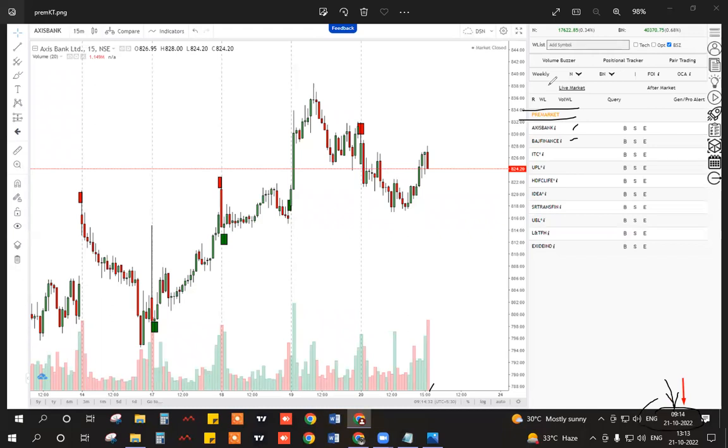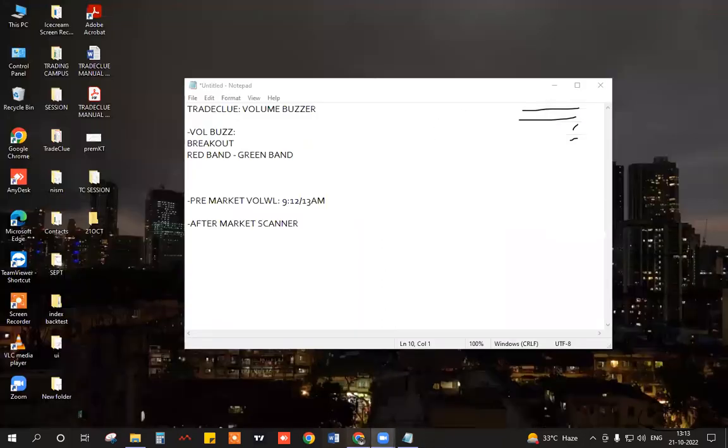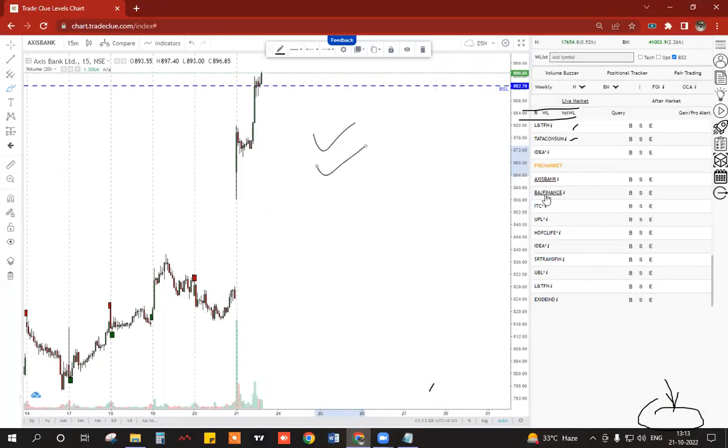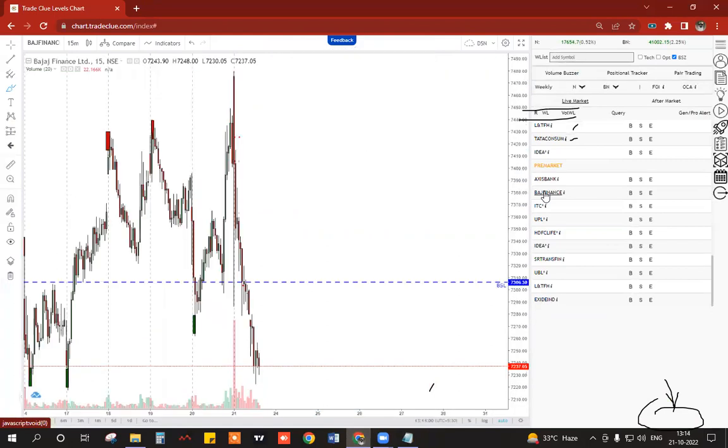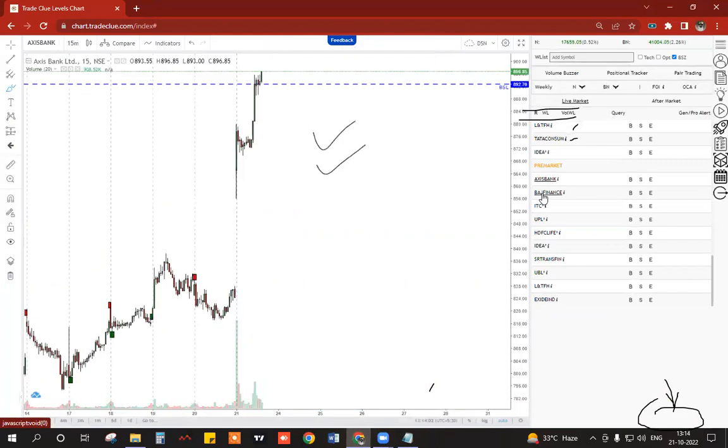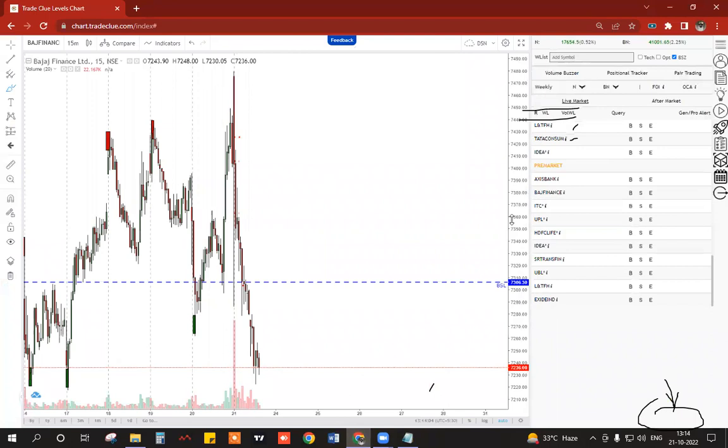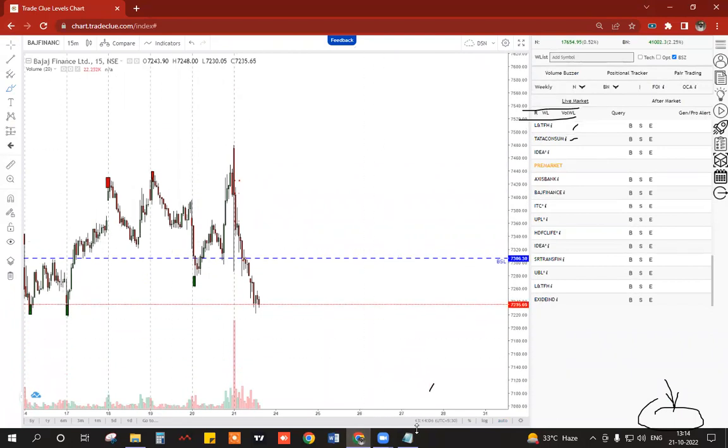So 2 minutes are ample time to go through all these structures, because the only simple task you need to do is to see where there are any stocks with green or red bands. So I just roll through all these stocks, like I had Axis Bank. Wait a second.